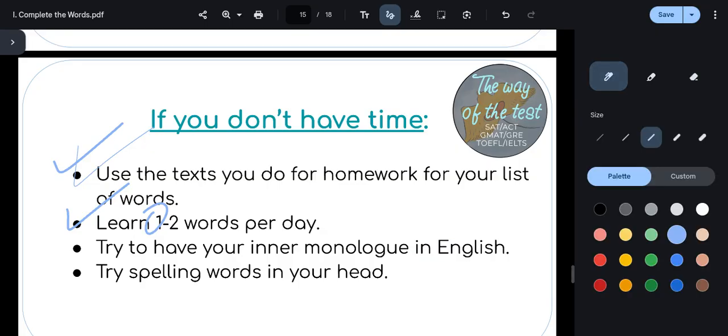Okay, so English, of course, is not your native language, but you want to try to have your inner monologue in English, right? You want to talk to yourself in English again. This is so we can create full sentences in English. Even when we talk to ourselves in our minds or out loud, we tend to use full sentences, right?